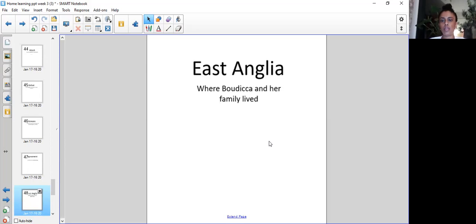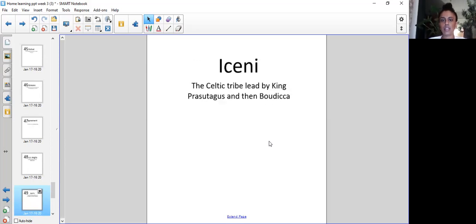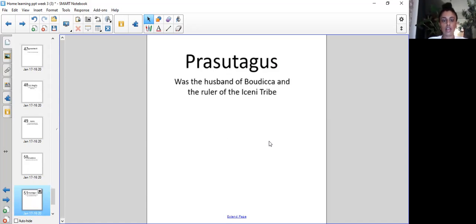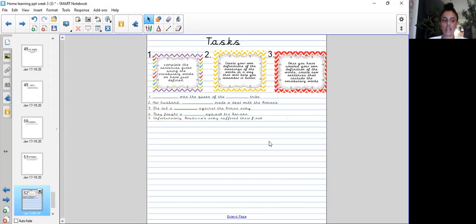East Anglia, where Boudica and her family lived. Iceni, the Celtic tribe led by King Prasutagus and then Boudica. Boudica herself was the queen of the Iceni tribe. Prasutagus was the husband of Boudica and the ruler of the Iceni tribe.